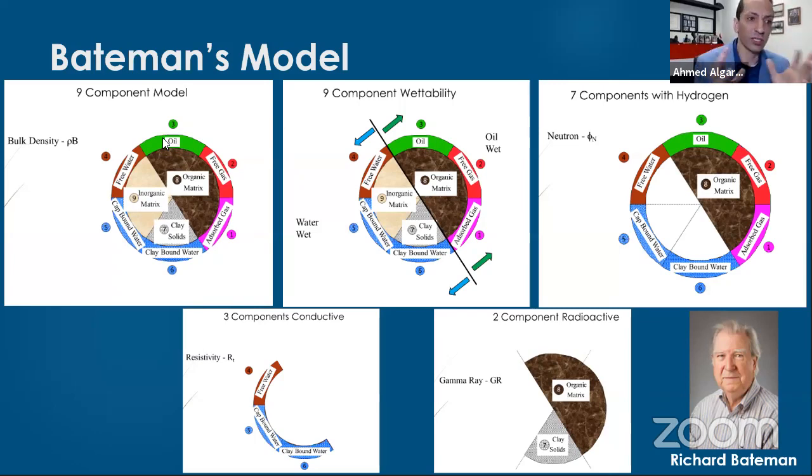So all together, I can use all of that to get the bulk density. Let's check that. We have organic matrix. We have inorganic matrix like the sand and the carbonate. We have the clay solids, this is the clay content. Okay. We have how many? 6 different fluids inside that rock.